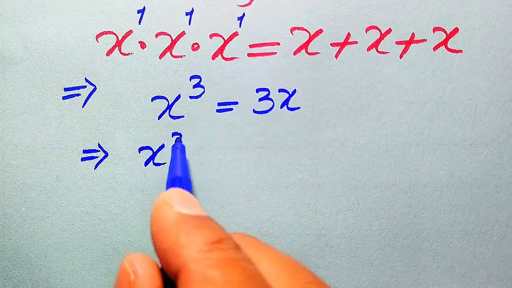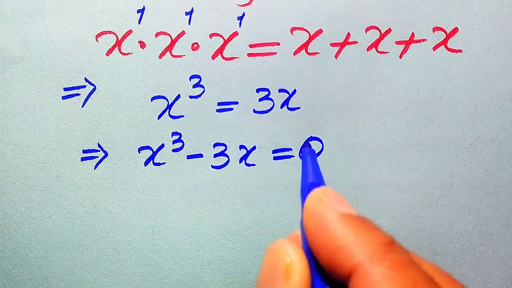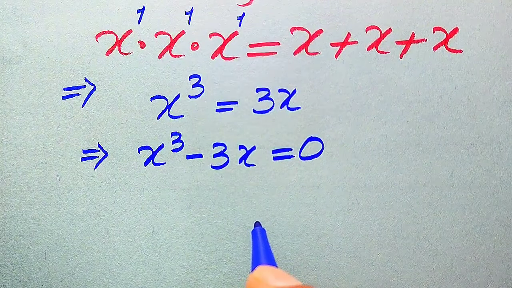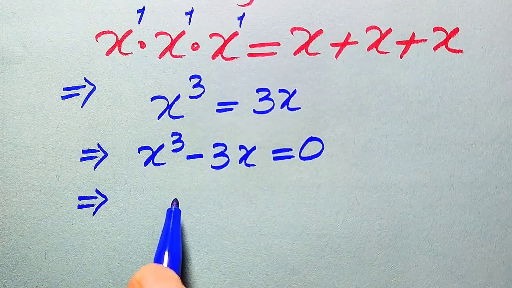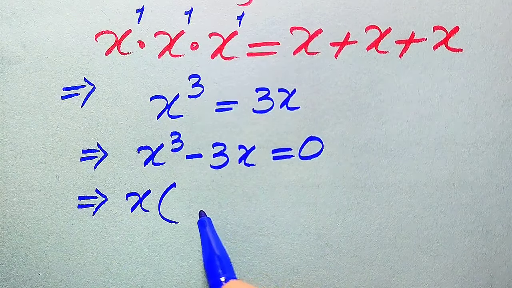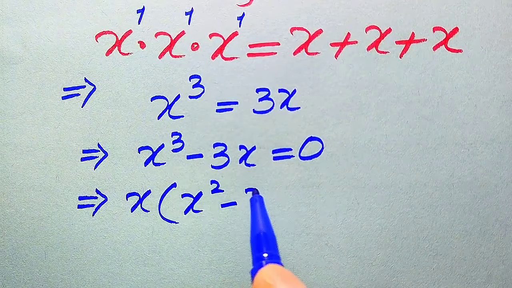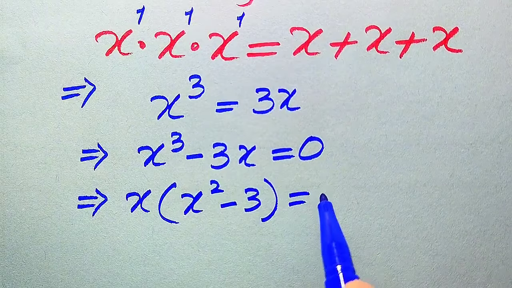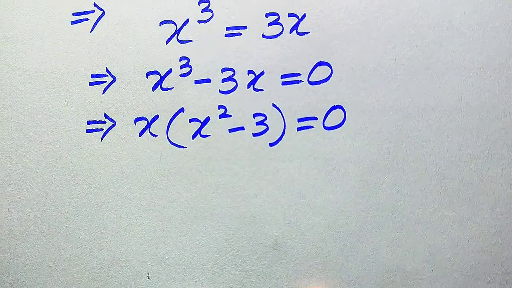And further in the next step, we need to move this 3x from the right hand side to the left hand side, and it becomes x cubed minus 3x, and this whole equation is equal to 0. And now in the next step, we need to take common x from both of these terms. So when you take common x, the remaining values are x square minus 3, and this whole equation is equal to 0.